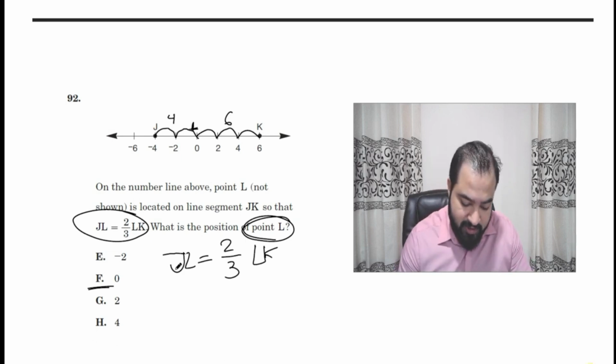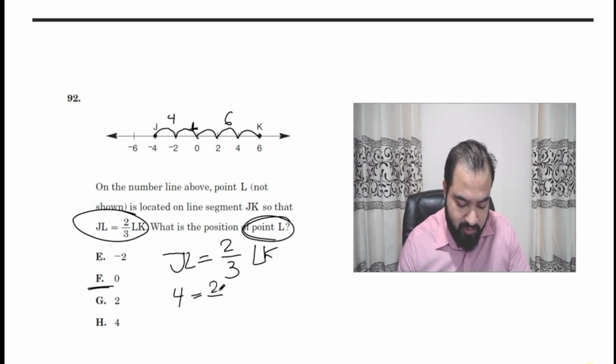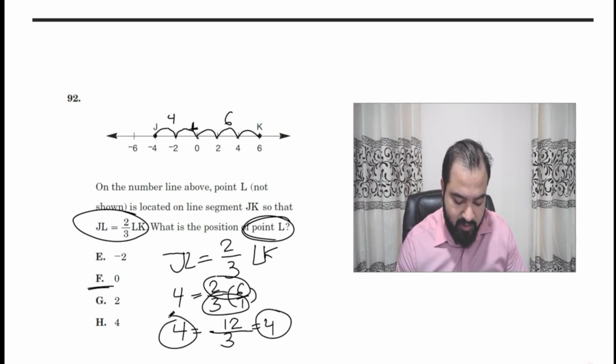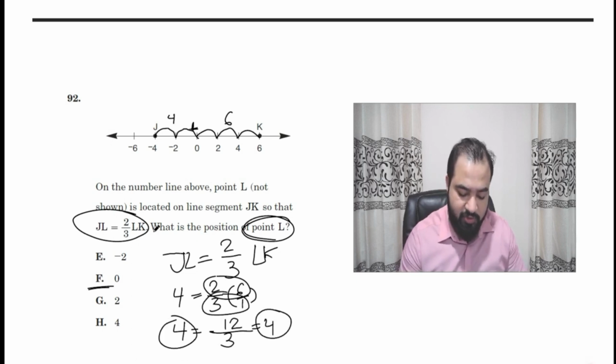So now let's see. JL we said is 4. So let's see if it is equal to 2/3 of LK, which is 6. You can put 6/1. So 4 is equal to, here 2 times 6 is 12, and 3 times 1 is 3, which is also 4. So that's working. So that's true. So JL is equal to 2/3 of LK.